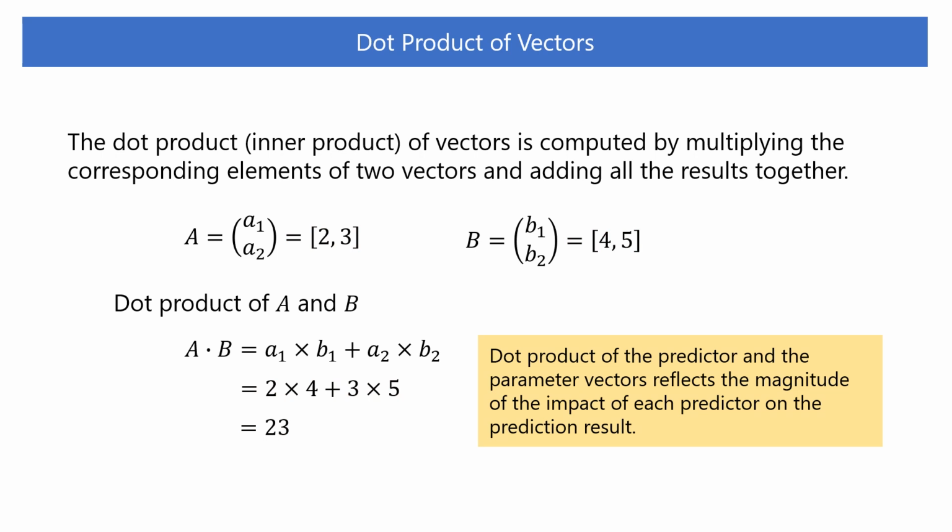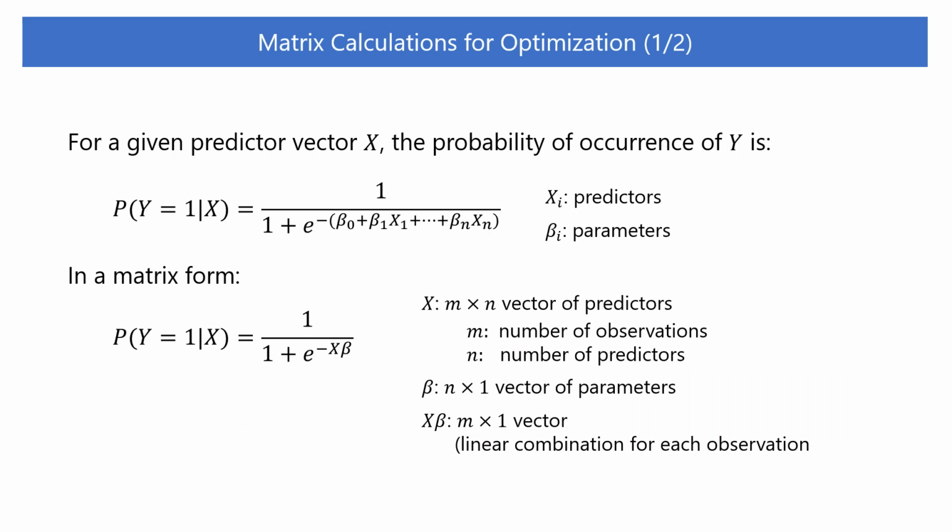In logistic regression, the dot product of the predictor vector and the parameter vector means multiplying each predictor by its parameter and adding them all together. This reflects the magnitude of the impact of each predictor on the prediction result. When a logistic regression model contains many parameters, matrix calculations are used in the optimization process. The reason for using matrix calculation is to efficiently compute and update partial derivatives.